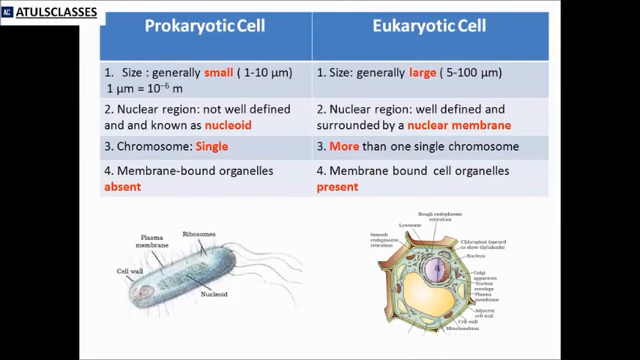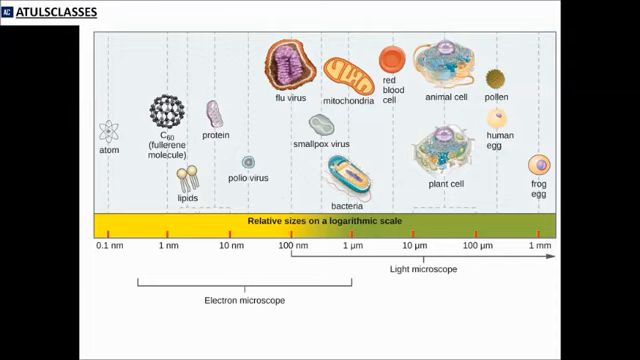We can understand this with the help of this picture. You can see the sizes vary. Some can be seen through a light microscope and others through an electron microscope. Bacteria are about 1 micrometer in size, but plant cells or animal cells are close to 100 micrometers.